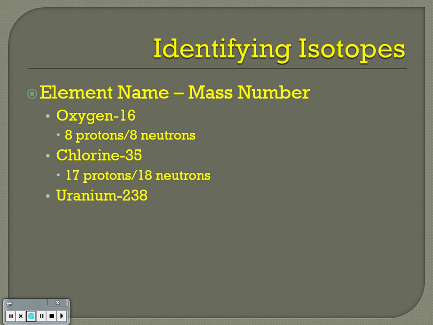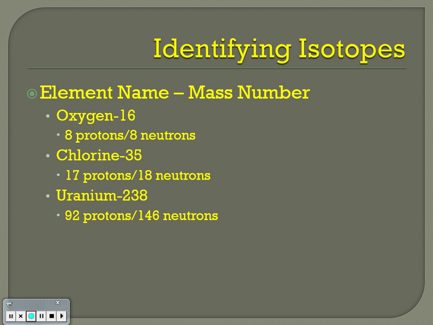It's 146. Everyone see where we got, everyone understand where we got 146 neutrons from? All right. That's one way we can distinguish isotopes from each other.